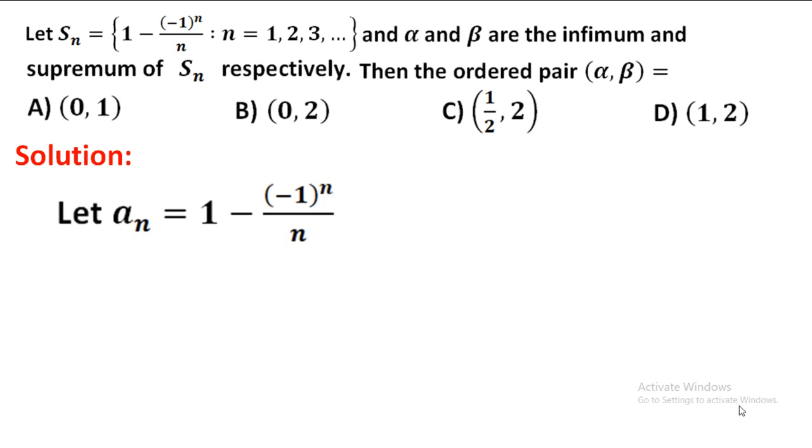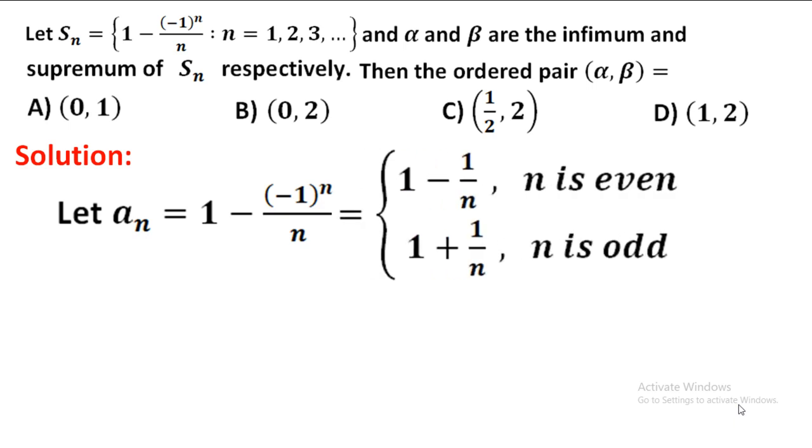Take a_n is equal to 1 minus (-1)^n by n. Now I am dividing this: when n is even, I have 1 minus 1 to the power of an even number, which is always 1, so 1 minus 1 by n. If I take n as an odd number, then this minus 1 will always be minus 1, so minus of minus will be plus. So I will get 1 plus 1 by n when n is odd.